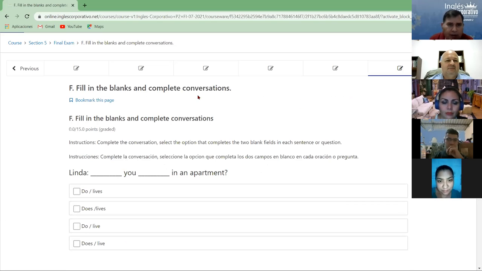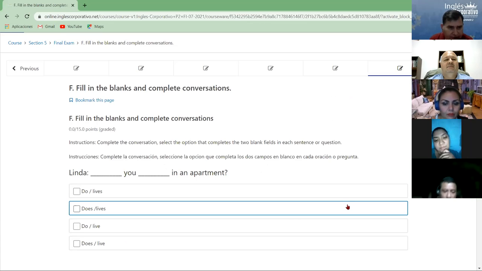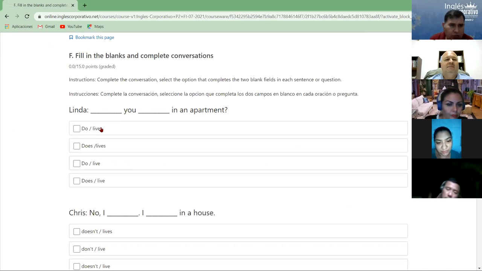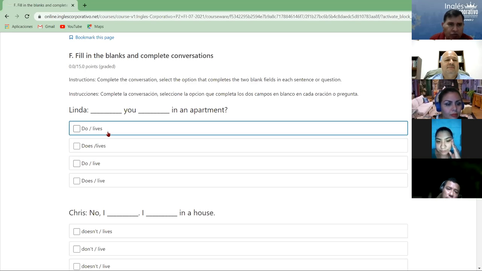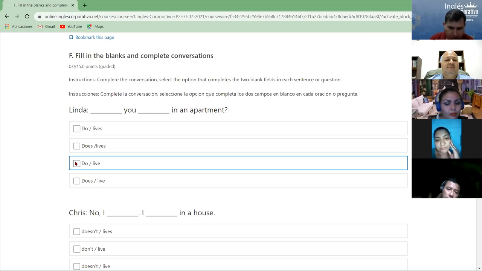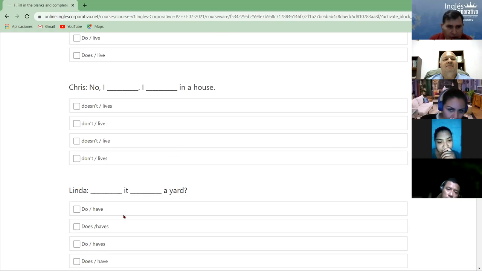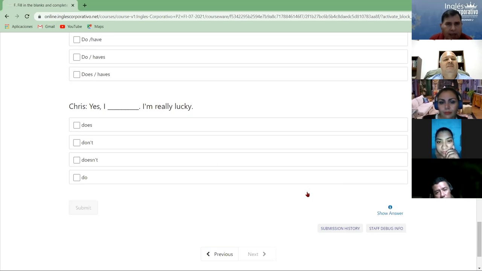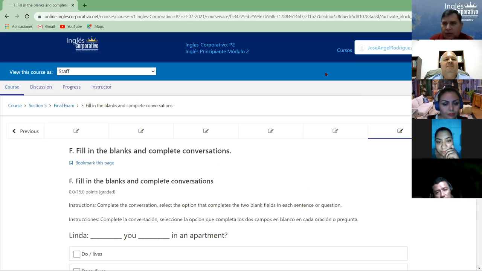Next, fill in the blanks and complete the conversations. Now it says, complete the conversation. Select the option that completes the two blank fields in each sentence question. Okay, so what's necessary here? Do. But then live. This one, right? This is wrong because do lives, and does live. Sorry, this is the correct form, okay? So you have to do the same with all of the others. Choose the correct order of the question. Correct form. Okay, and let's see if there is anything else. I think.